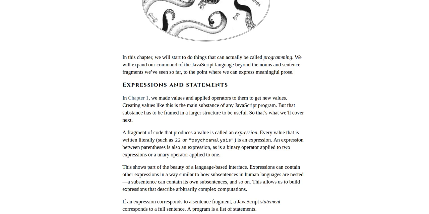This shows part of the beauty of a language-based interface. Expressions can contain other expressions in a way similar to how subsentences in human languages are nested. A subsentence can contain its own subsentences, and so on. This allows us to build expressions that describe arbitrarily complex computations.